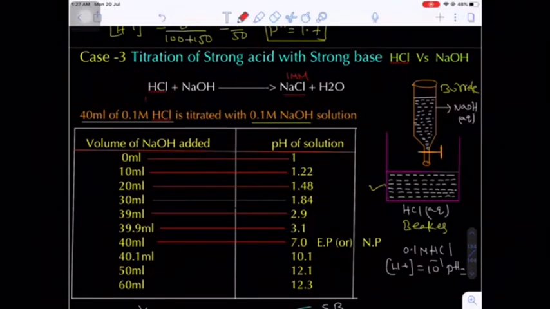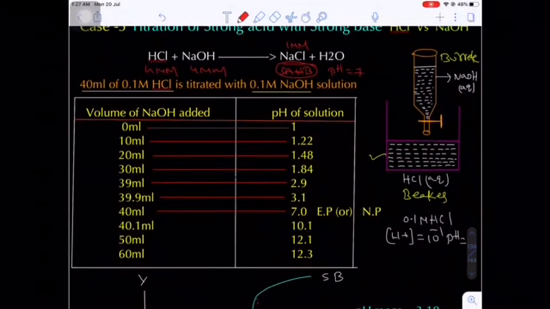Now when we add exactly 40 ml of NaOH, that means 40 ml in the sense of how many millimoles of hydrochloric acid? That will be 4 millimoles. And how many millimoles of NaOH? 40 into 0.1, again 4 millimoles. That means this is the equivalence point. Completely here, both are limiting reagents, and only salt remains.